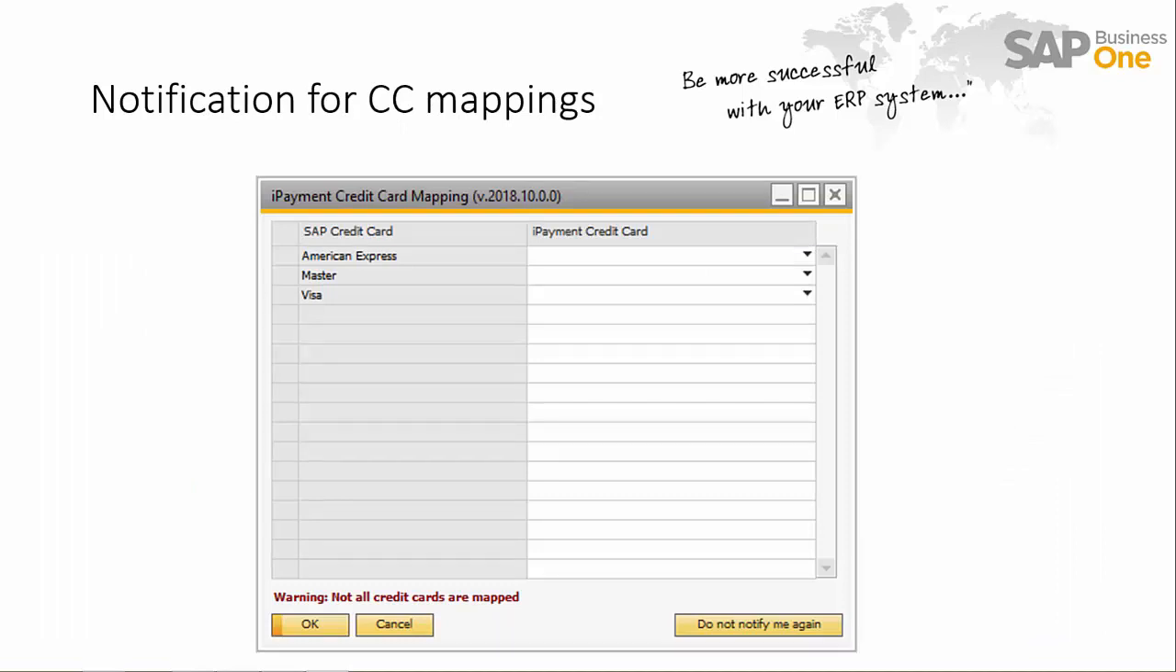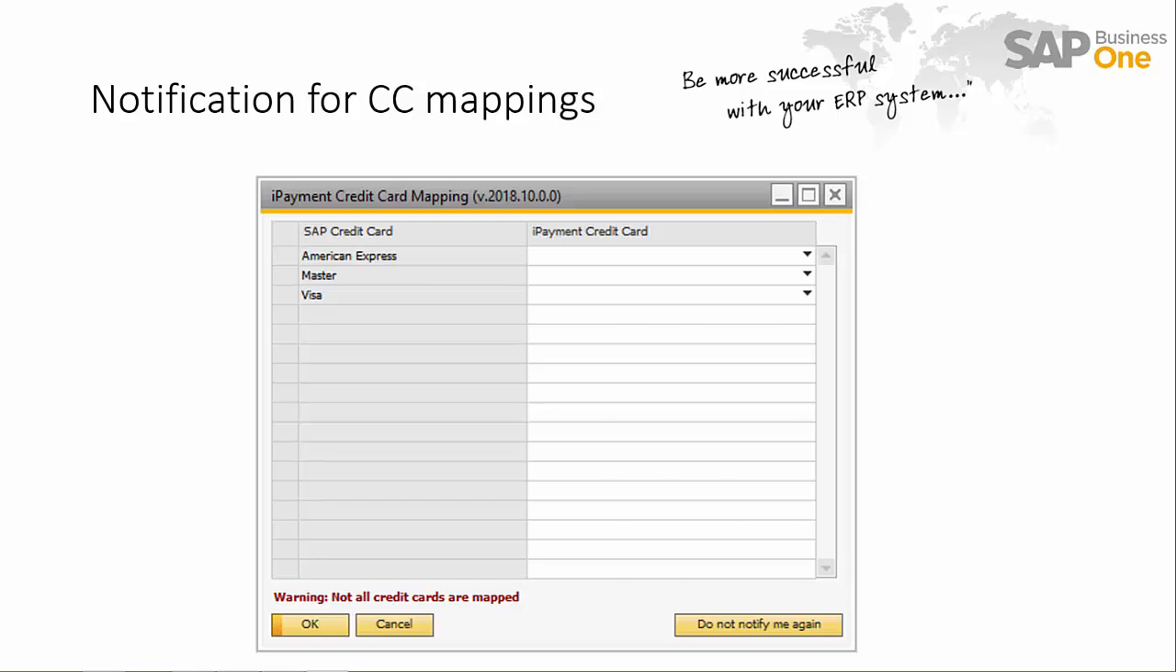Our next feature is notification for missing credit card mappings. We've noticed that users will sometimes receive errors due to missing credit card mappings. These errors typically occur when iPayment is trying to create payments in SAP, but will also often be associated with manual cleanup. With this new feature, we will try to bring these missing credit card mappings to the user's attention before it becomes a problem.